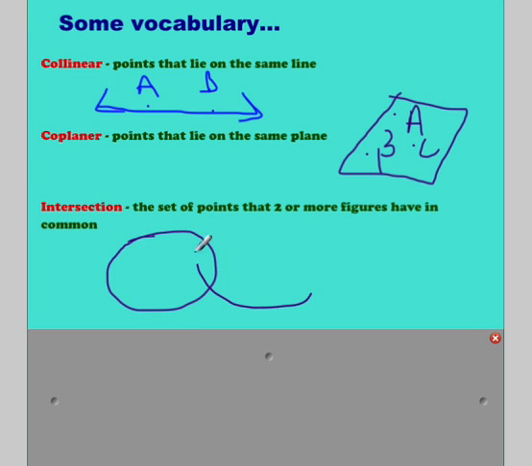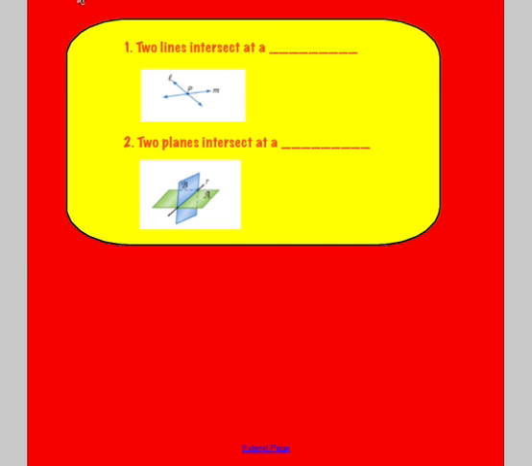Do you remember when you would make Venn diagrams? This guy right here would be your intersection point. That's what an intersection is. That's what the Venn diagram represents, is that intersection. Okay, so let's take a look at this next one.